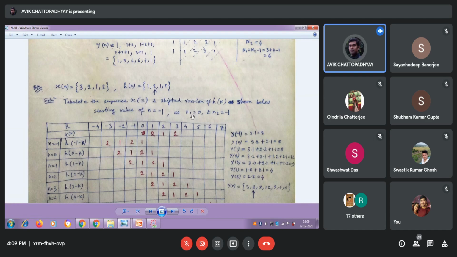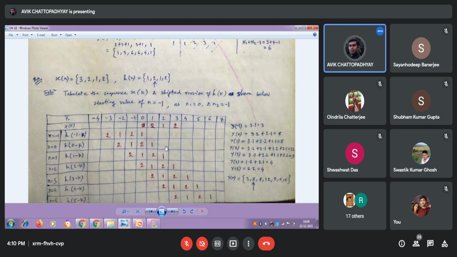And again, before doing the operation, we can calculate 4 plus 4, 8 minus 1, so 7 will be the length of the convolved signal. And in this case, what we are doing, we are with k. So we have written k. So k is actually varying from -4 to +7. Here it is written.